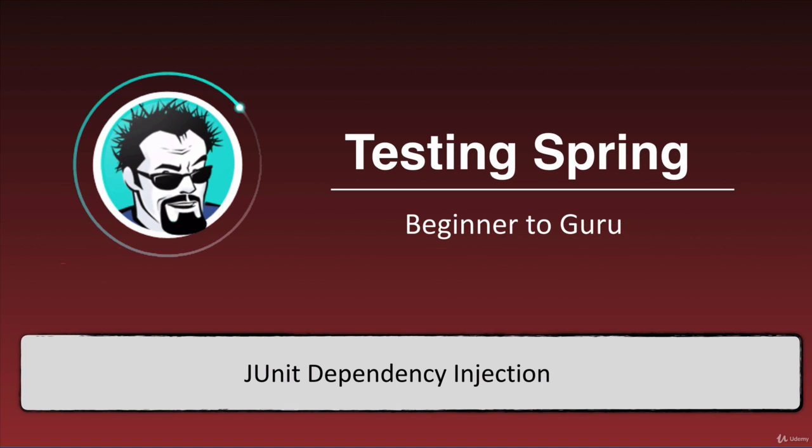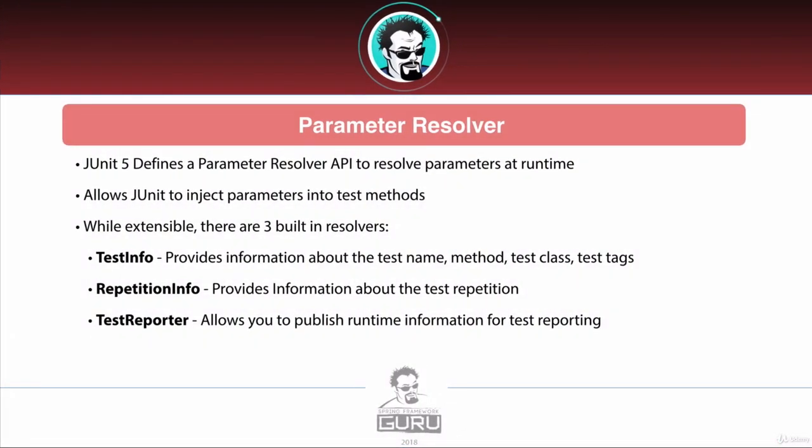In this video, we're going to take a look at JUnit dependency injection. And you might be thinking, wow, we can do dependency injection with JUnit? Kind of. Especially Spring guys, don't get too far ahead of yourselves. It's kind of limited. What JUnit has done is they've defined a parameter resolver API to resolve parameters at runtime. So these have to have a resolver and extend a specific interface to be resolved, so to speak. And what this allows JUnit to do is to inject these properties, these objects, into your test methods.